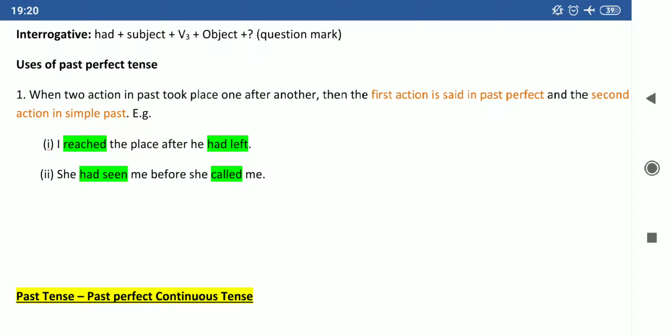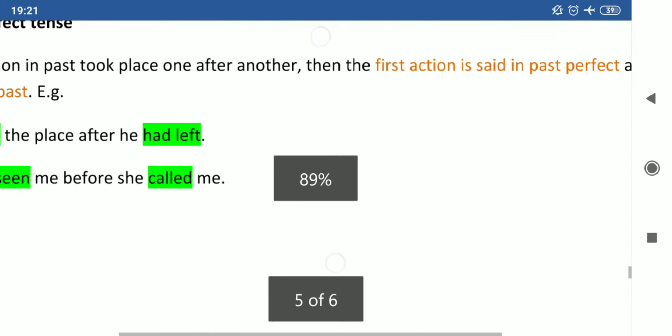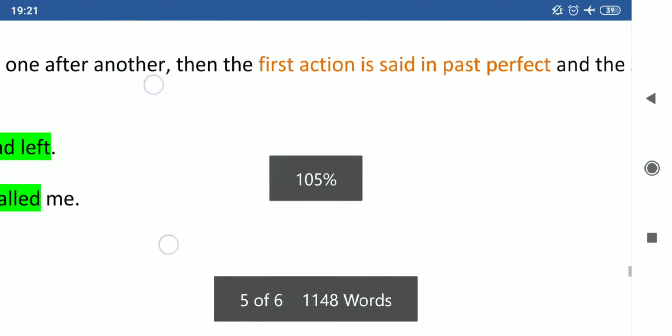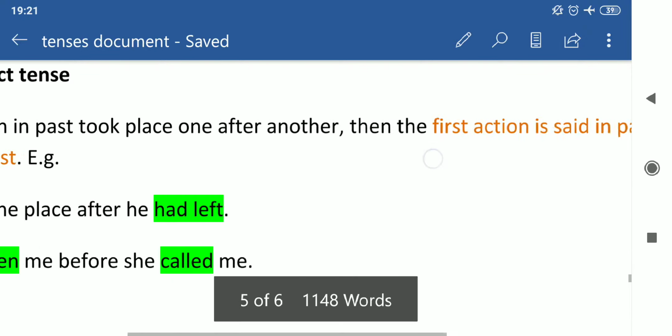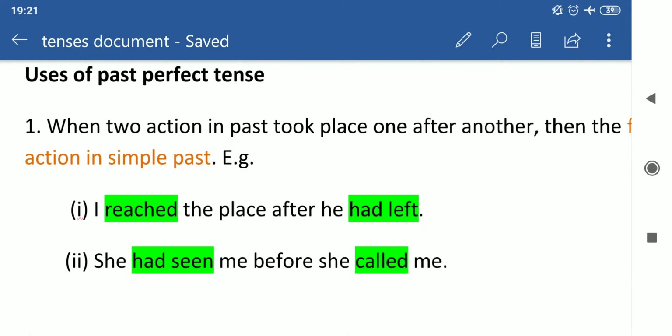Now let's talk about uses of past perfect tense. Now listen to it very carefully. When two actions in past took place one after another. When there were two actions in the past, one happened after another. Then, this is very important point. First action is said in past perfect. Just look at the highlighted part. First action is said in past perfect, and the second action in simple past.